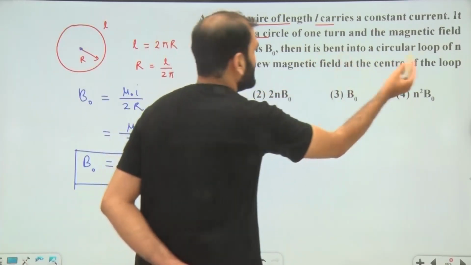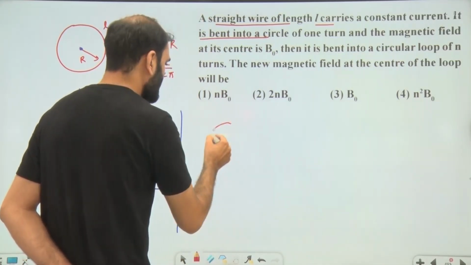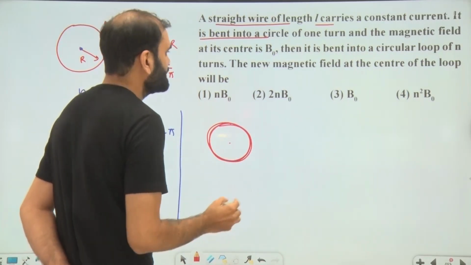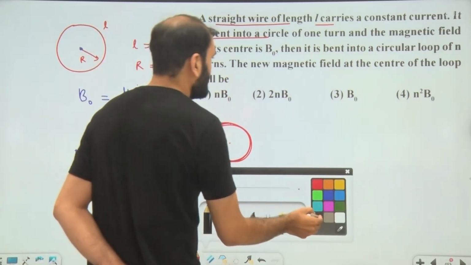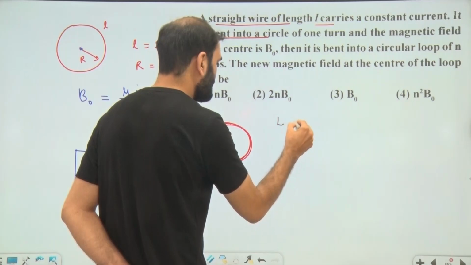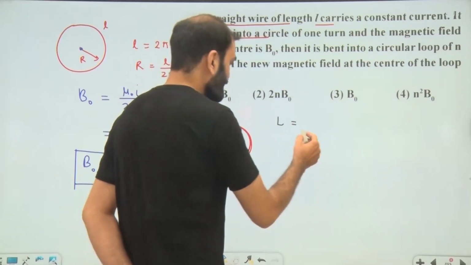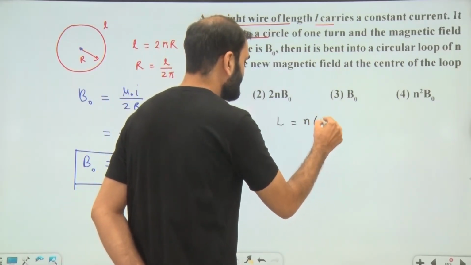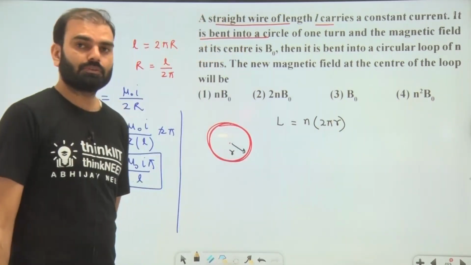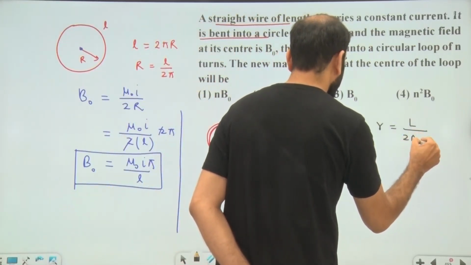Now it is bent into a circular coil of n loops. Now you are bending it into n loops. So here is the n loops which you have. Now what is the magnetic field at the center of this loop? First of all you will write that the length of the wire is the same, and you are making n loops from this length, so L is equal to n into 2 pi r. So here you can calculate r will be equal to L upon 2 pi into n.